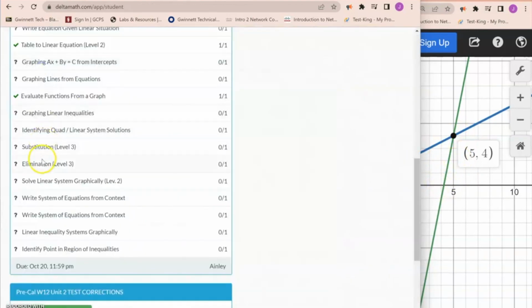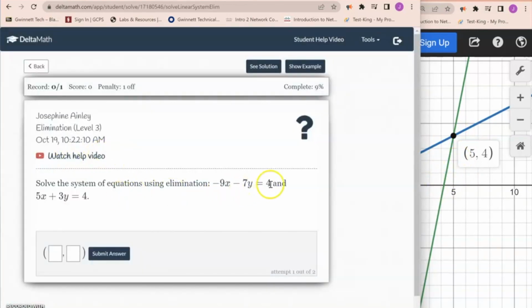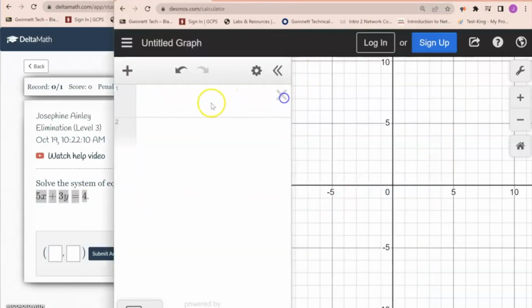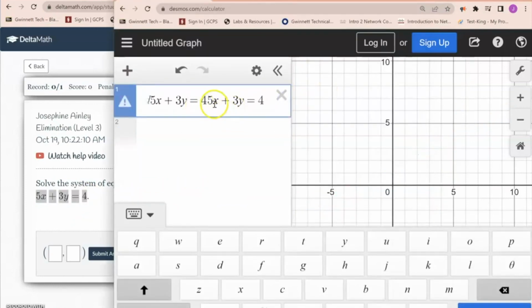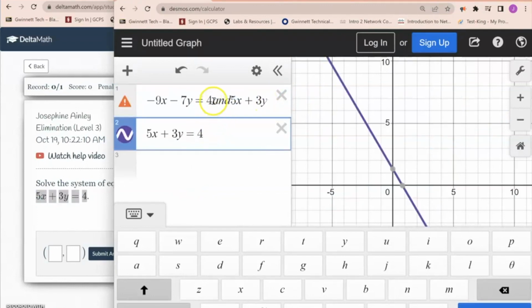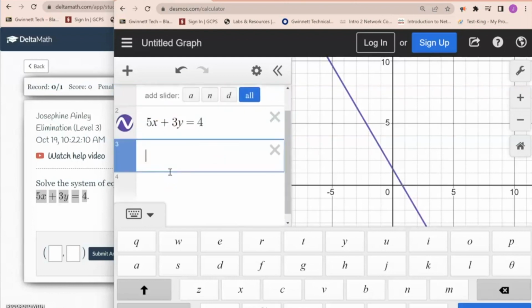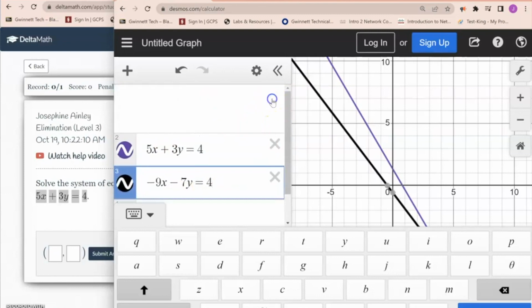All right, same thing with elimination. We can change elimination to be a graphing question. I'm going to select all of this at the same time. Control C to copy, delete what I have, Control V to paste. And then I'm going to take what I need. So I need here, Control X, and I'll paste it, Control V. And then here, Control X, Control V. All right, and then I'm going to get rid of this extra line.